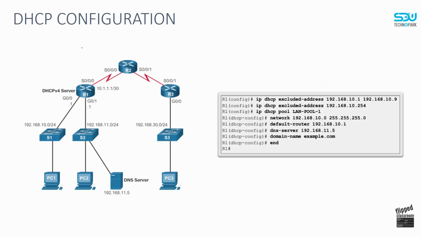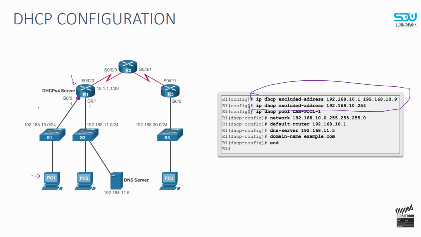For example, here we have to configure the DHCP server on Router 1, and our PC1 is going to be the DHCP client. So first of all, as you see here, we are defining those IP addresses which we don't need to distribute. Why don't we need to distribute them? Because at least one of them will be used to define our own interface.